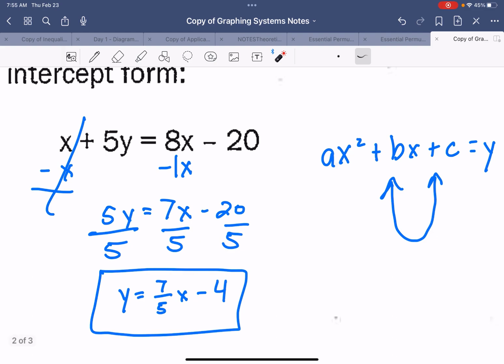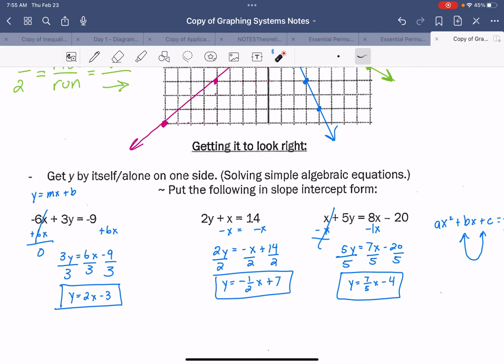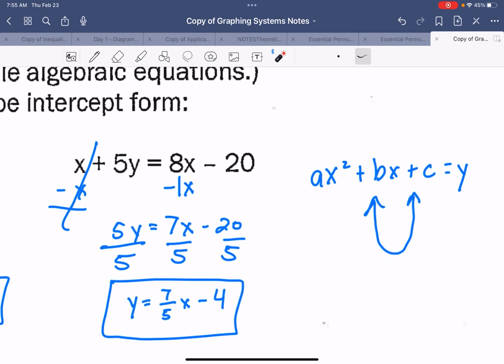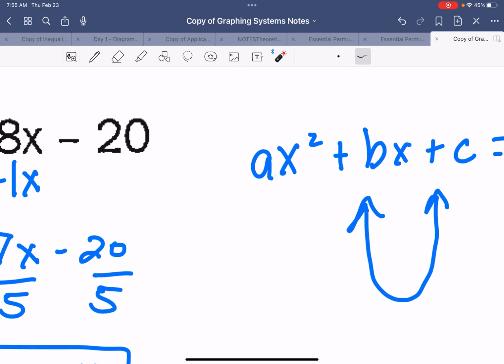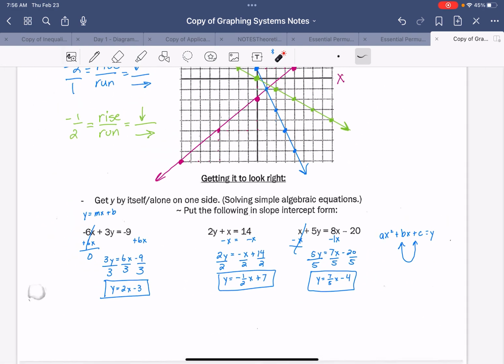So when you're looking at an equation like this, for example, these 3 here, and you see negative 6x plus 3y equals negative 9, you're automatically going to know this is a line, okay? As soon as you see any kind of x squared, which we'll do later, you will know this is a quadratic, okay? This is a parabola. So just by looking at the equations, you will know what it looks like on a coordinate plane.